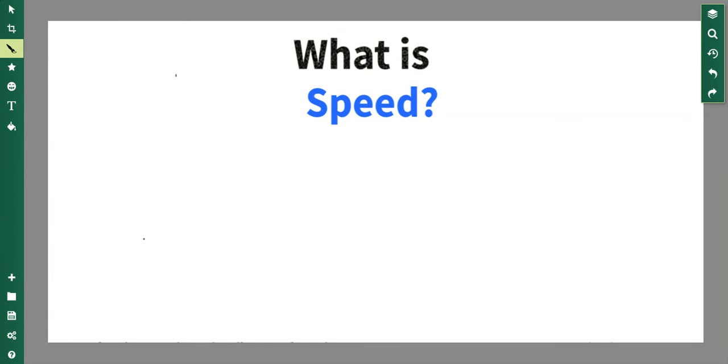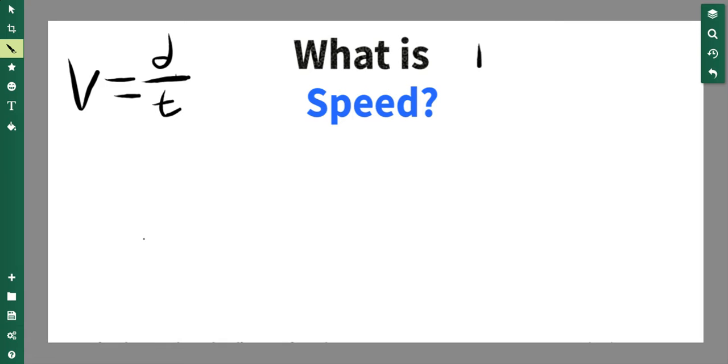What is speed? Most people would define speed as how fast something moves. And that's partially correct, but that's not very accurate. What speed actually is, is the distance covered over time. So that is why the formula for speed is v, which is speed, equals d, which is distance, over t, time.